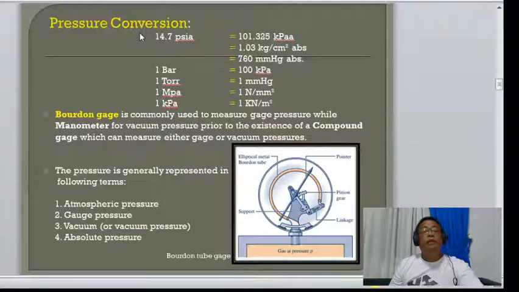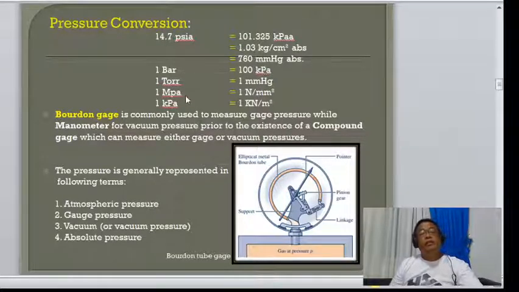Okay? Another, 1 megapascal is equivalent to 1 newton per square millimeter. So meaning in 1 megapascal, there is a force acting on a millimeter area. Or in 1 kilopascal, we have 1 kilonewton per square meter, meaning a force of 1 kilonewton is acting on a square meter area. Okay?